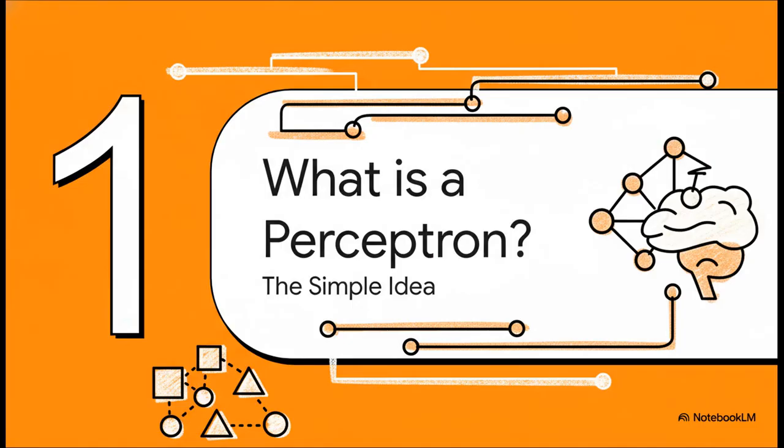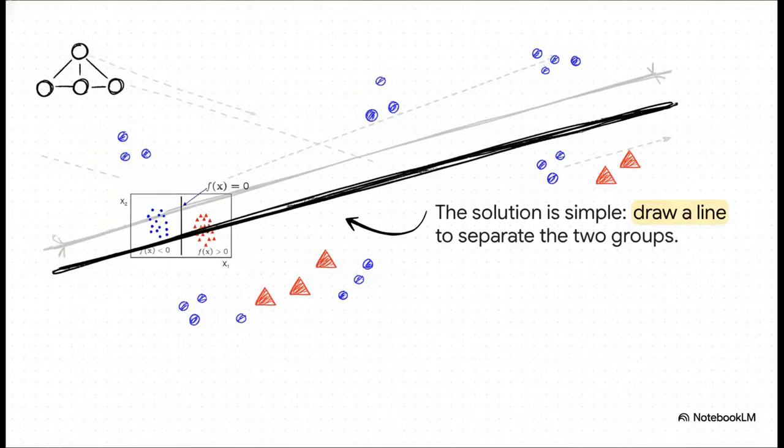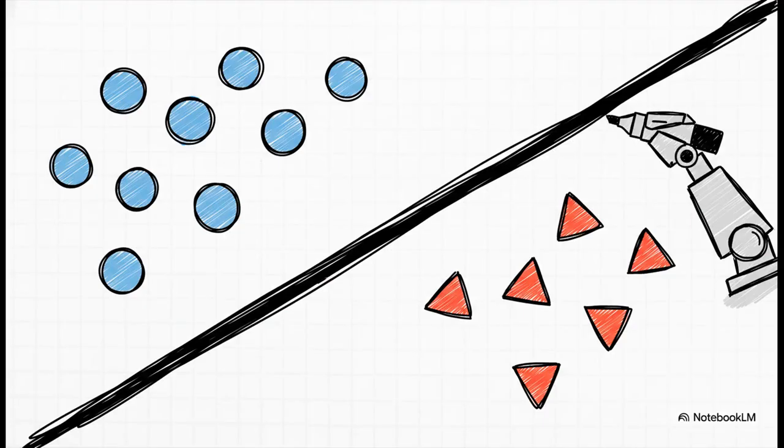So, how does a machine do it? Well, the answer is, surprisingly, almost ridiculously simple. It's a line. That's it. The easiest way to split these two groups is to just draw a straight line right between them. Anything that falls on one side we'll call a blue dot, anything on the other is a red triangle. Simple as that. And that really is what a perceptron is at its heart. It's a line drawer. It's a machine whose entire job is to look at data and find that one perfect line that splits everything into two clean groups.